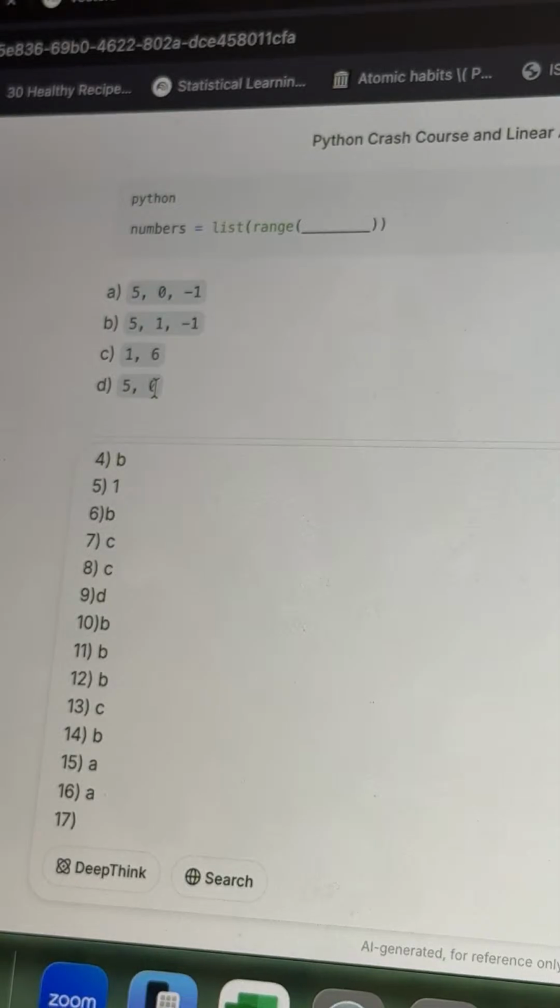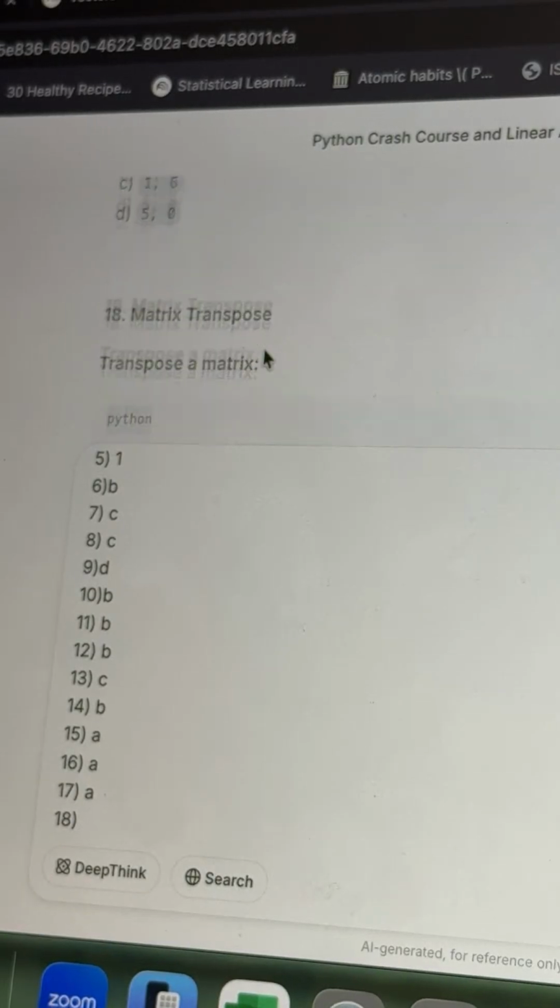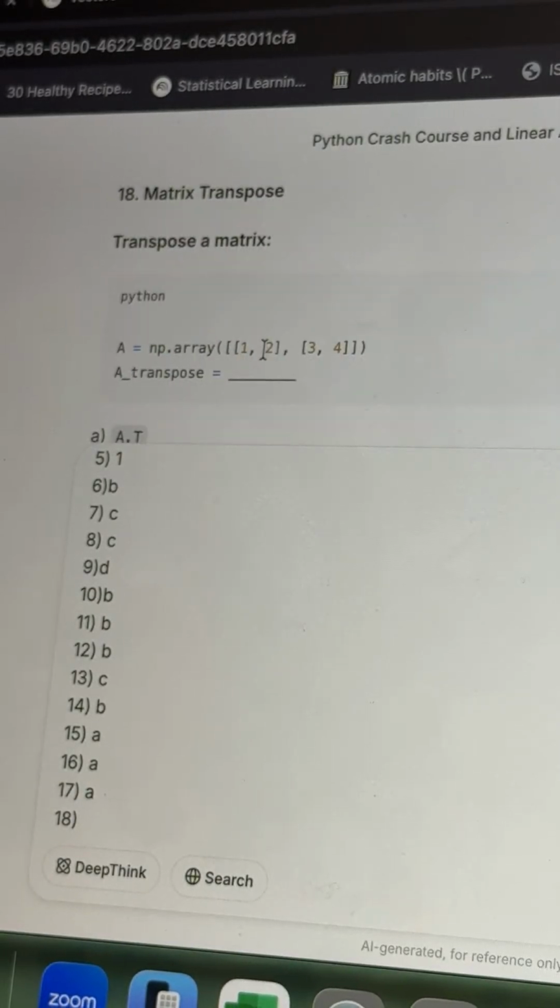But it would have to go by the -1 step. So it would be A, in my humble opinion. Right, guys? Right? Speak to me, talk to me, guys.